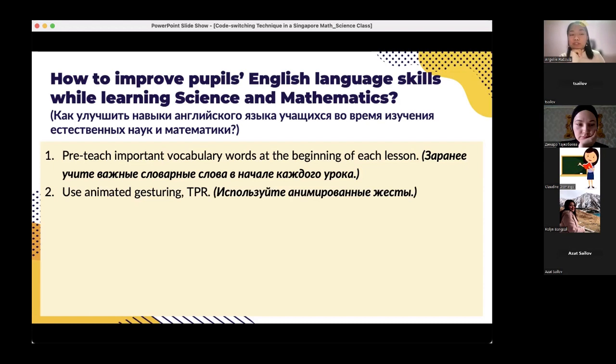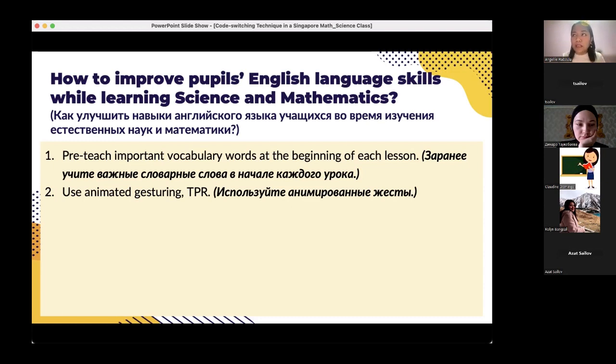Number two is use animated gesturing or TPR. In English language teaching, we call this total physical response. I know our teachers are very creative. And this TPR is something we do with our hands, with our body parts. So we are using our body to show or to describe a word or to describe a concept.